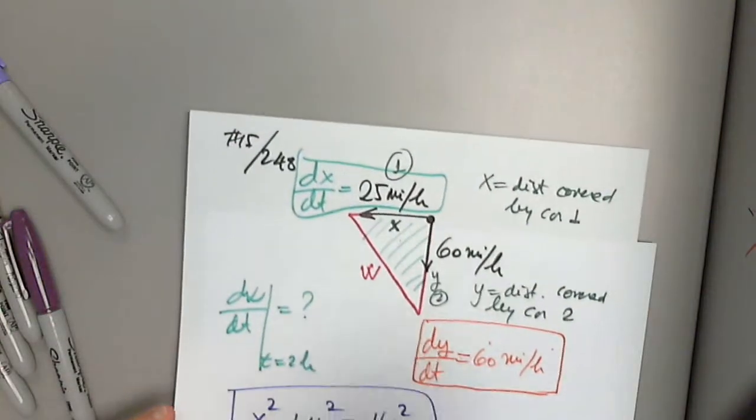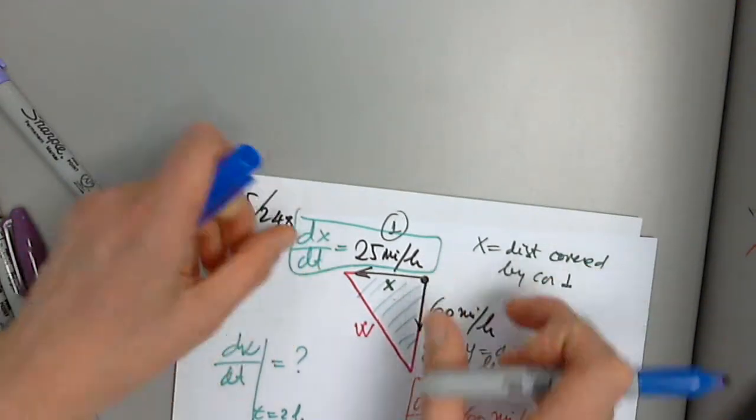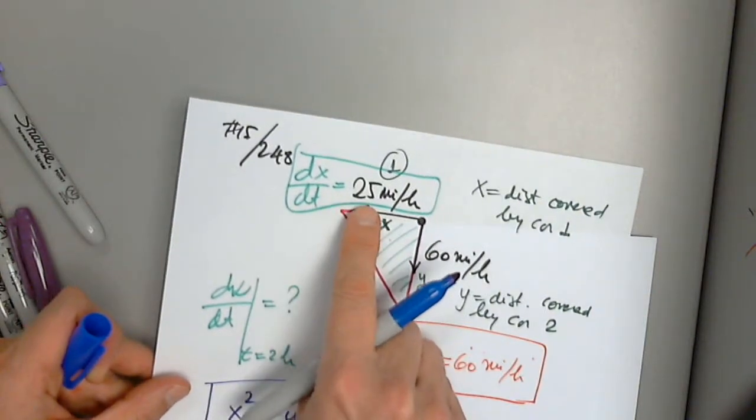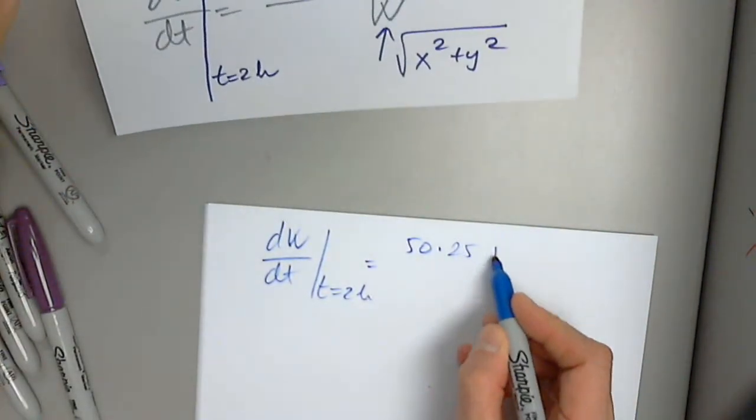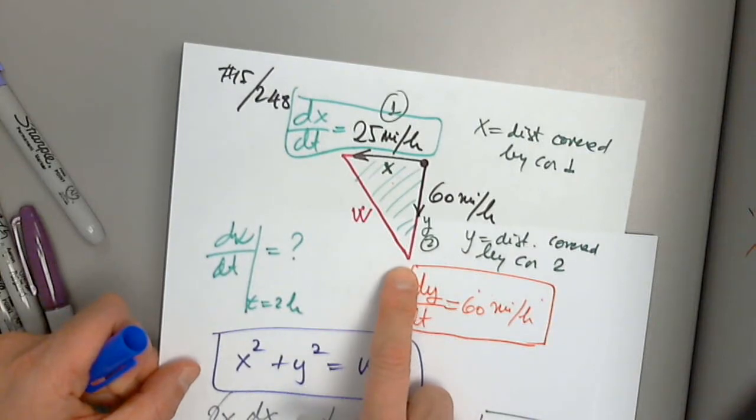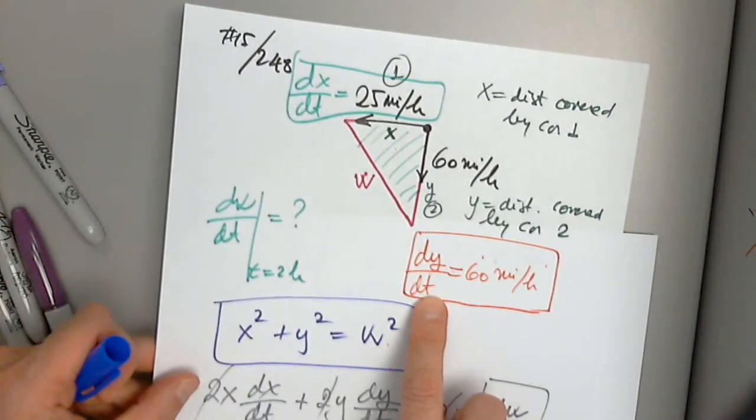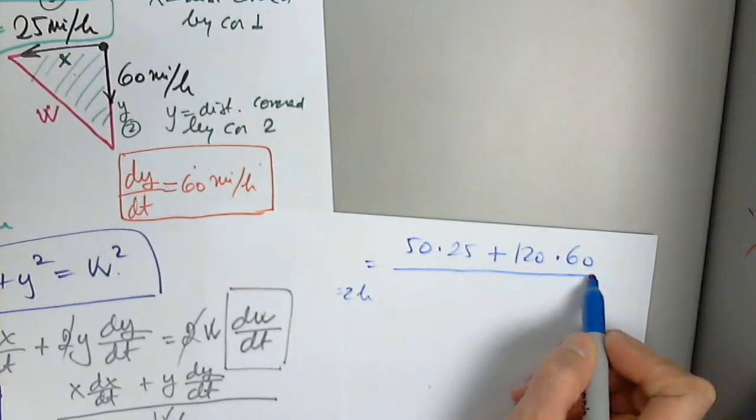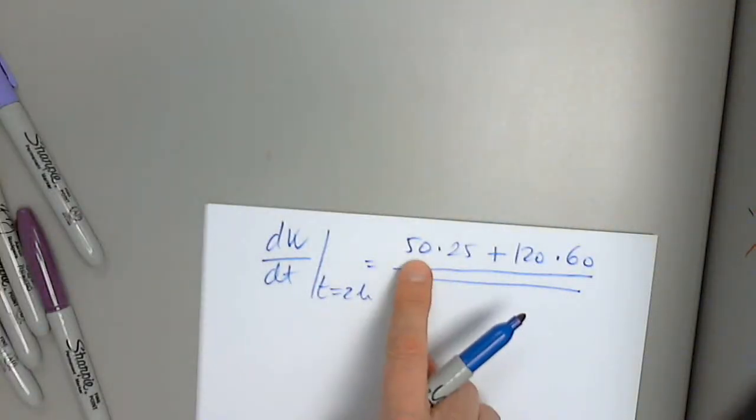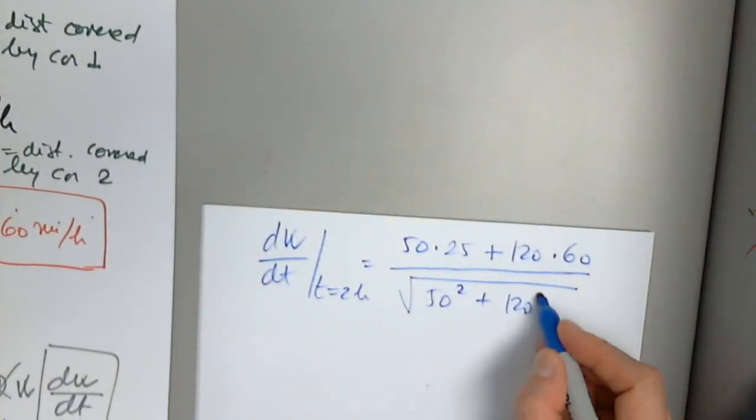Let's go back. Distance covered by car number 1 in 2 hours: 50 miles. Very good. Times dx over dt. But dx over dt is 25. And then plus y, the distance covered by this car in 2 hours: 120, very good. 120 miles times dy over dt, which is 60. Very good. Excellent. Everything divided by the square root. We already determined x to be what? How much is x? 50. So 50 squared plus. We already determined y, which is 120 squared.